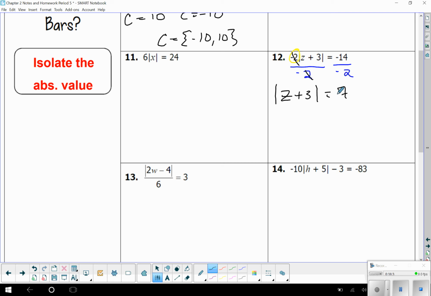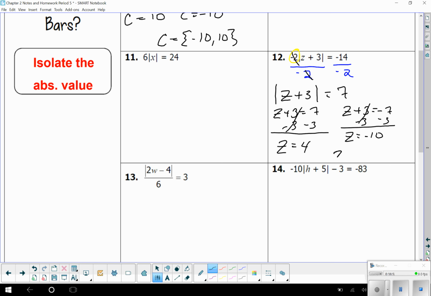Okay, make your 2 equations. You get z plus 3 equals 7. Z plus 3 equals negative 7. Subtract your 3. Z equals 4. Subtract your 3. Z equals negative 10. Z is equal to negative 10, comma 4.